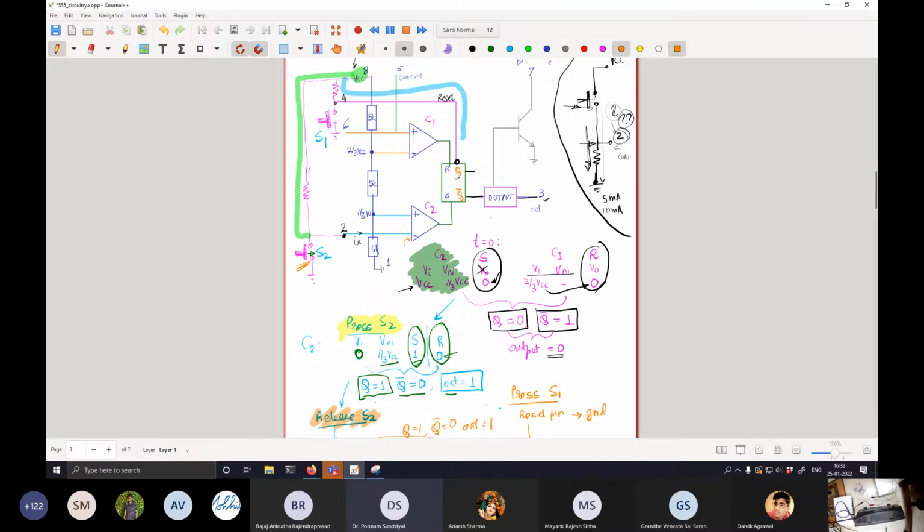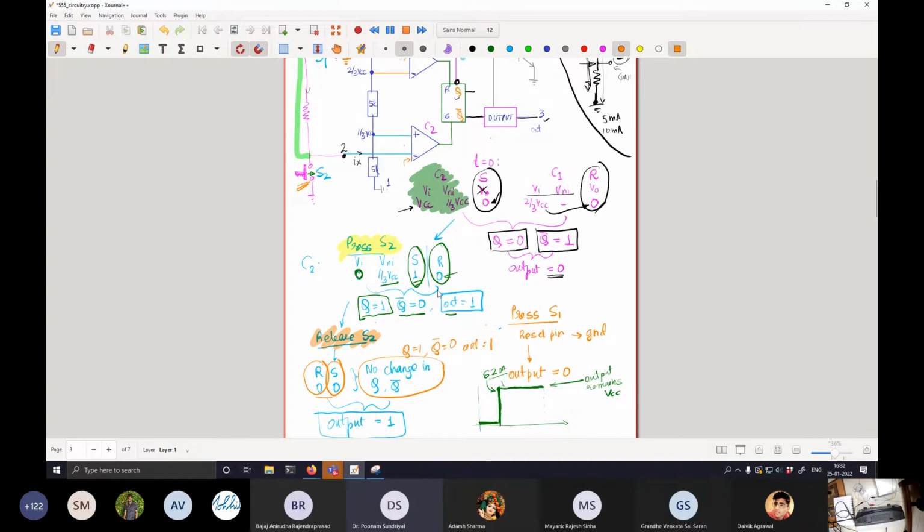So a little caveat, I can take this and I can ground it, no problem. I don't want to keep it floating. I can simply ground it. It will not create any issues. So this pin always remains at 0 volt. Okay, so forget about that.